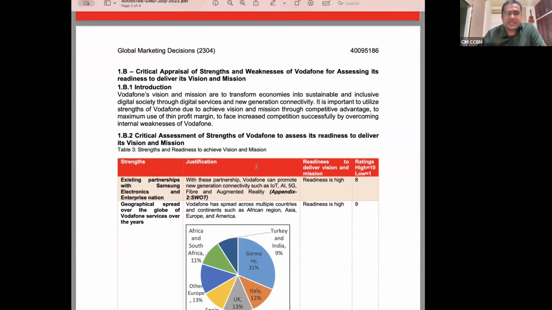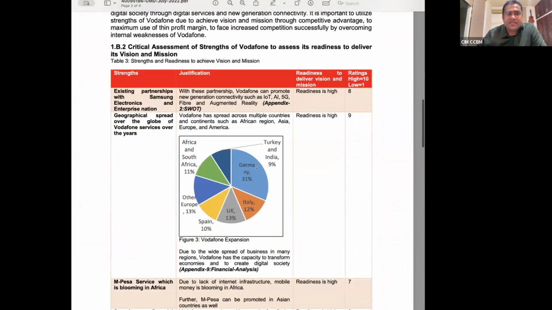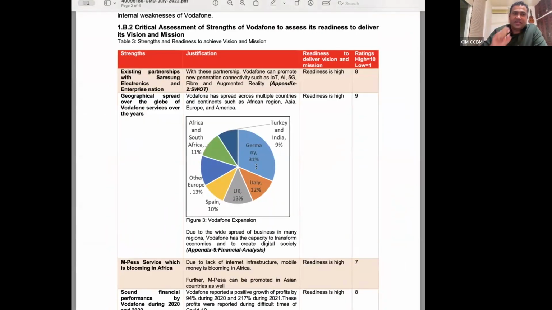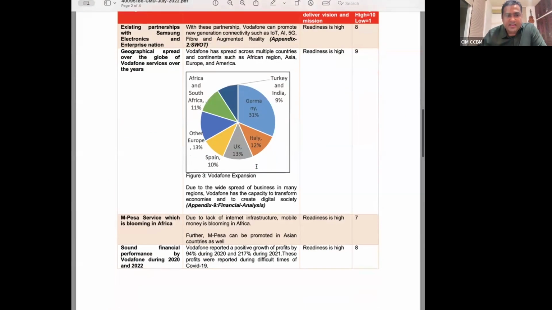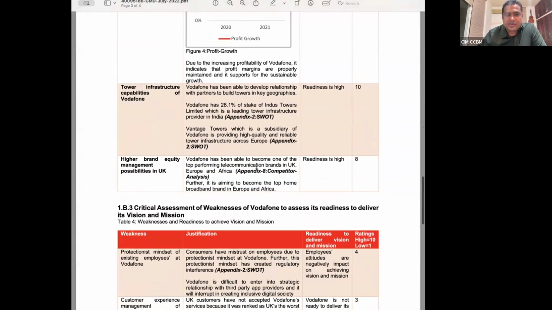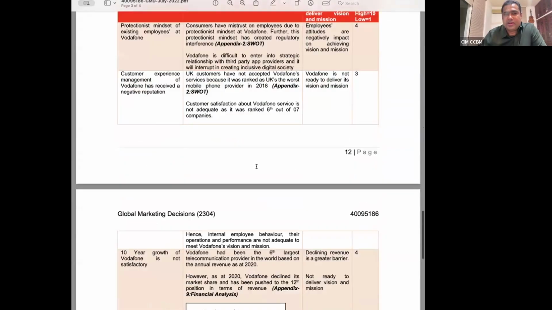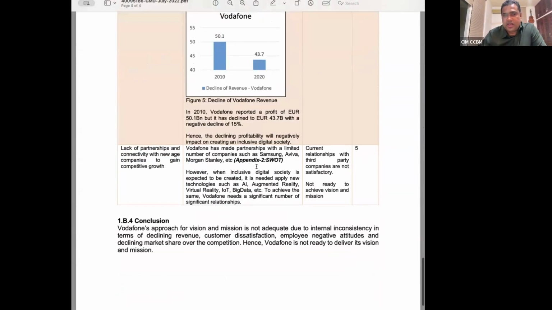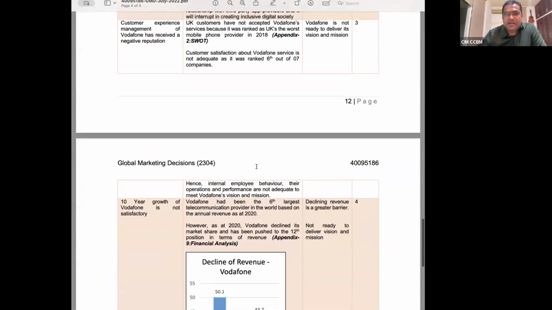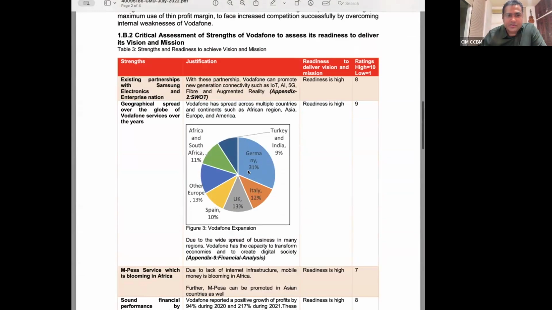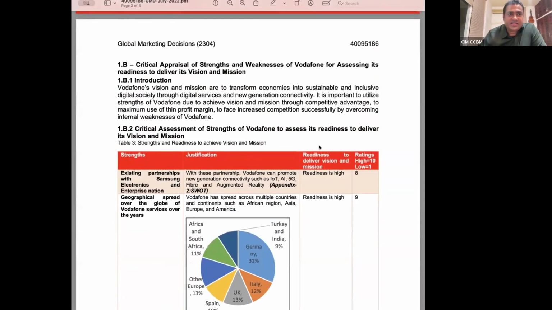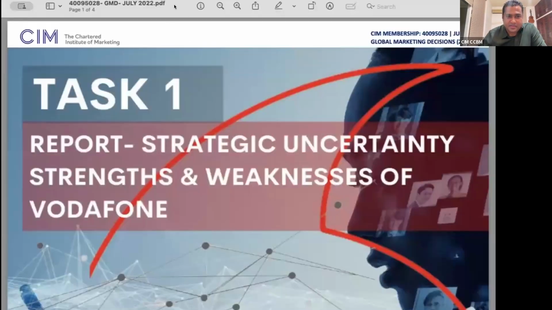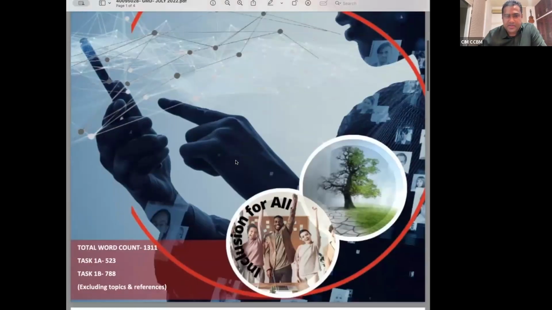Small introduction, here's another one. And then strengths, justification of your strength, readiness to deliver the vision and mission, and a rating. Again, 3 to 4 strengths, 3 to 4 weaknesses should be more than enough. Okay. So now you can see a pattern. You're starting to see a pattern. This is why I told you this task is very, very simple. This task is very simple, right?